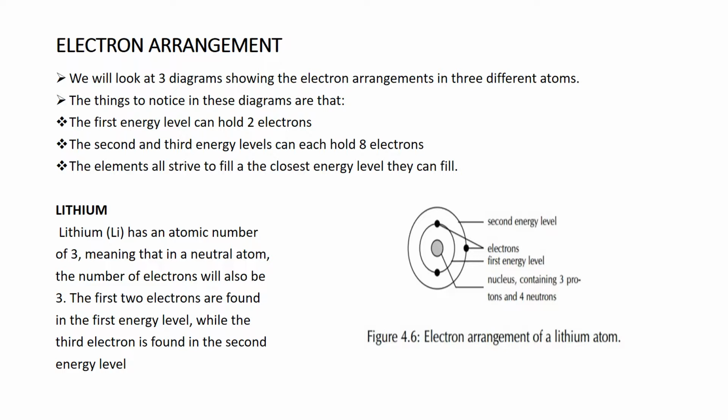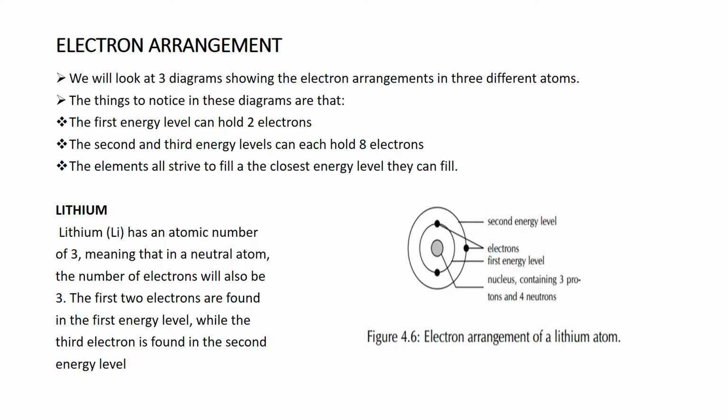The things to notice in these diagrams are that the first energy level can only hold 2 electrons. So if the first energy level has 2 electrons, it means that it is full. The second and third energy levels can each hold 8 electrons, and the elements all strive to fill the closest energy level that they can fill.